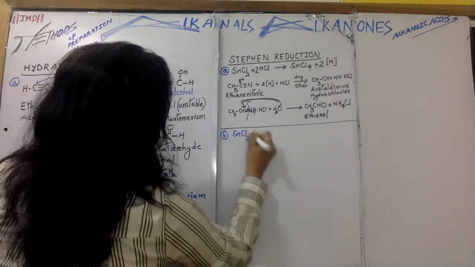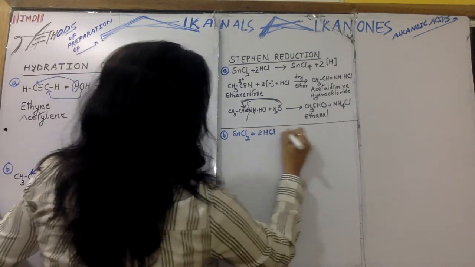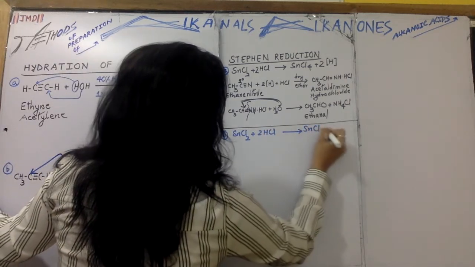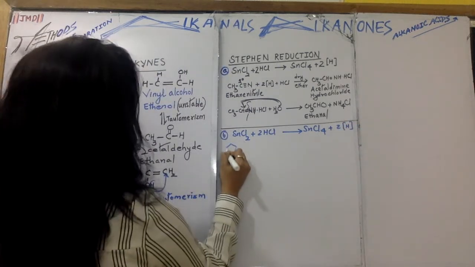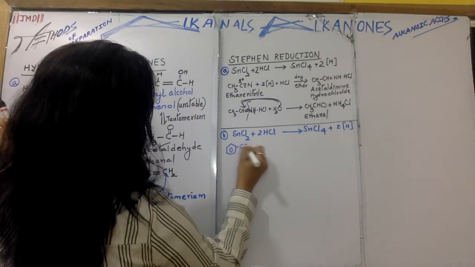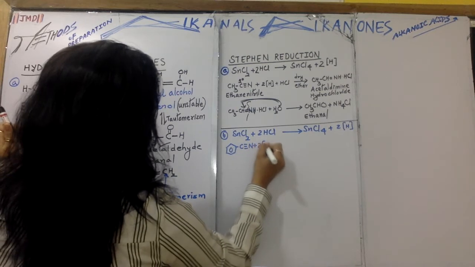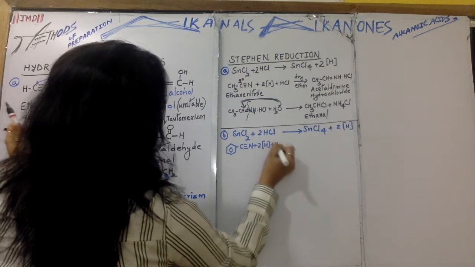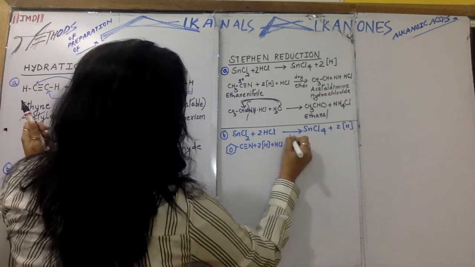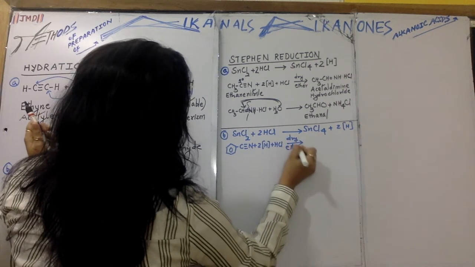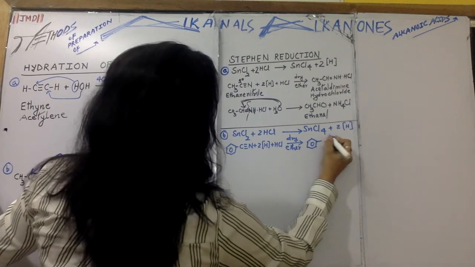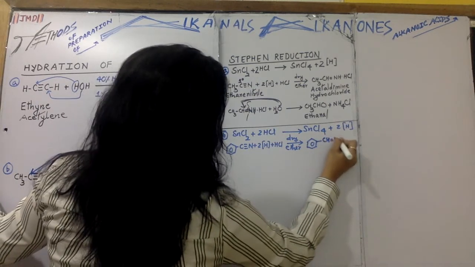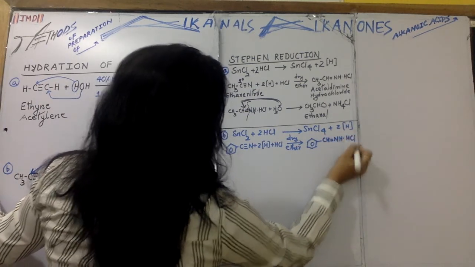Take stannous chloride. We add 2 molecules of HCl. It's giving me stannic chloride and 2 atoms of nascent H. Now we take benzonitrile and we treat benzonitrile with 2 atoms of nascent H and a molecule of HCl. Don't forget to write dry ether above the arrow. So we get benzaldimine hydrochloride like this. Correct?